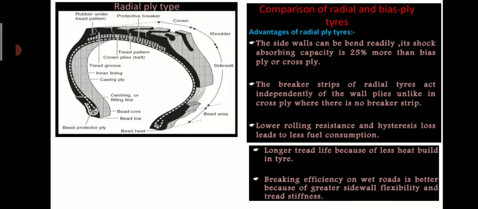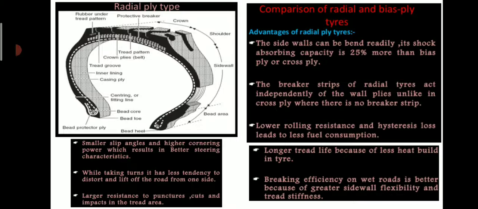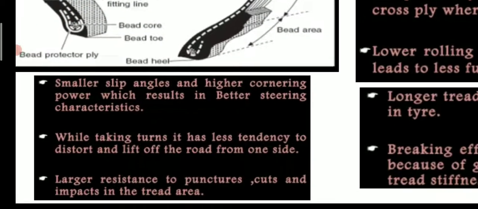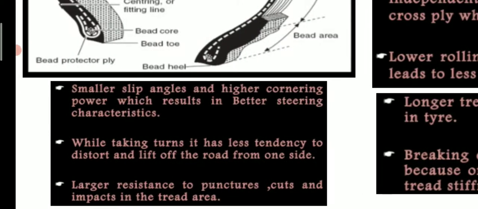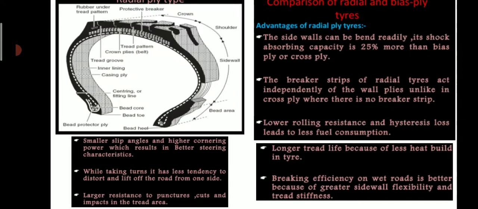Braking efficiency on wet road is better because of greater sidewall flexibility and tread stiffness. Smaller slip angles and higher cornering power result in better steering characteristics. While taking turns, it has less tendency to distort and lift off the road from one side. There is larger resistance to punctures, cuts and impacts in the tread area. So these are some of the advantages of radial ply tires.